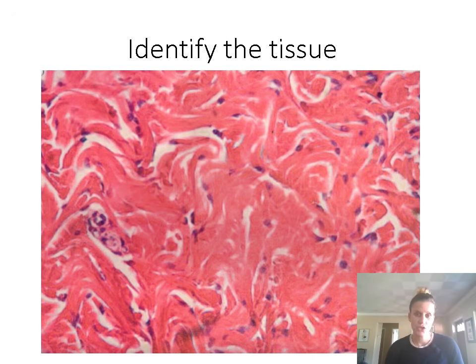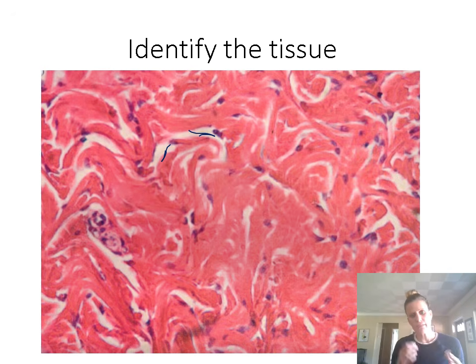Identify this tissue. This is a connective tissue, right? I know that because I don't have cells organized around an open space. There are little bits of open space, but notice there's not cells completely lining that. There's nothing lining that open space. So I know that this is not epithelial tissue. This is some kind of connective tissue.